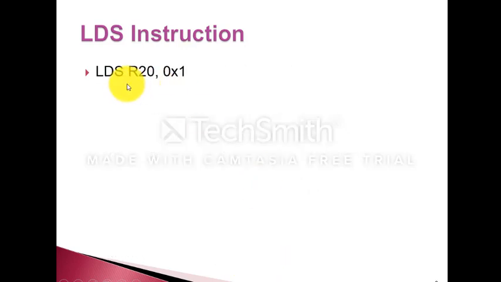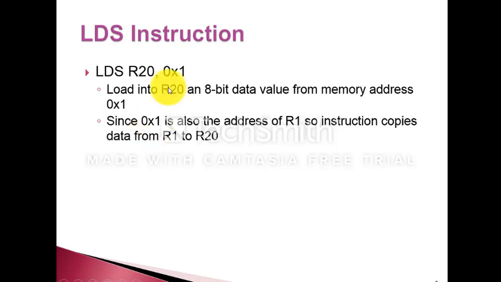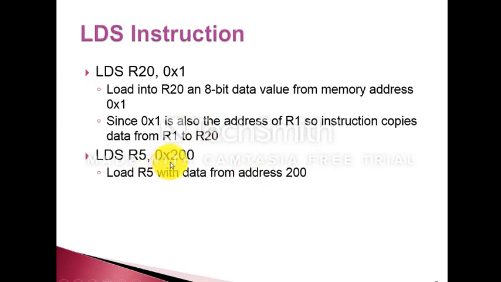This command means that R20 will get the value which is placed at hex address 0x01 of memory, meaning load R20 with an 8-bit data value from memory address 0x01. 0x01 also represents R1, the first GPR register, so it is copying the R1 data into R20. LDS R5, 0x200 means it stores data from memory location 0x200 into R5.